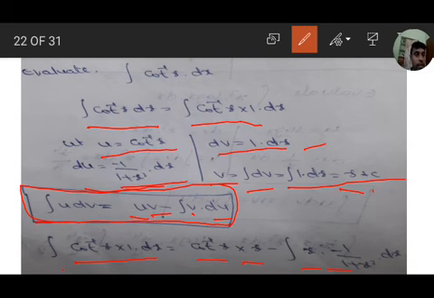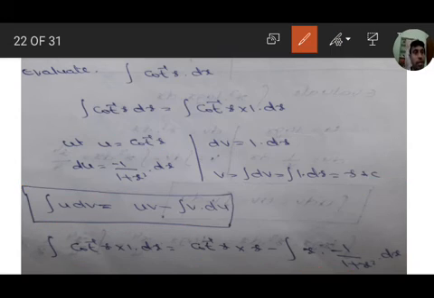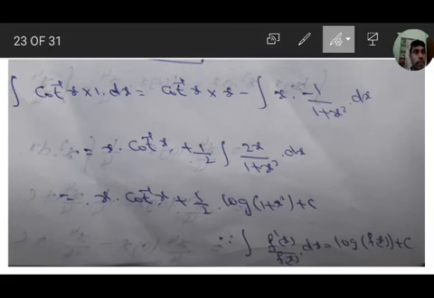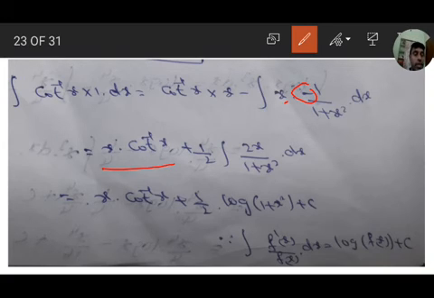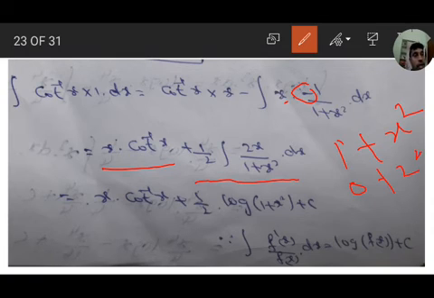Minus is outside, plus minus minus equal plus, minus will come outside, minus minus plus, and multiply and divide with 2. So x into cot inverse x plus 1 by 2 into 2x by 1 plus x square. 1 plus x square is f of x and its derivative is 2x.